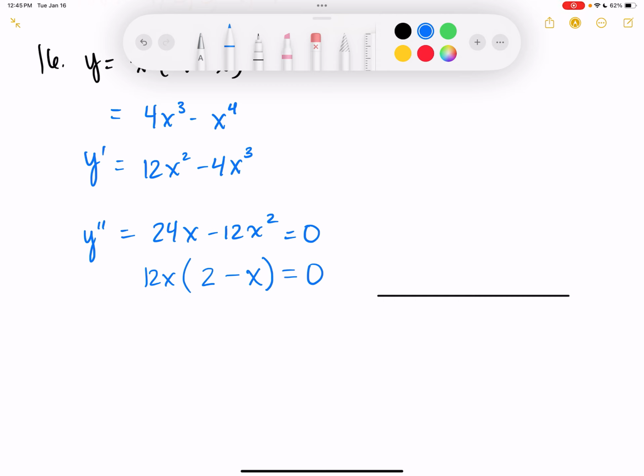Now we can set each piece equal to 0. So x would be equal to 0, and x would also be equal to positive 2.